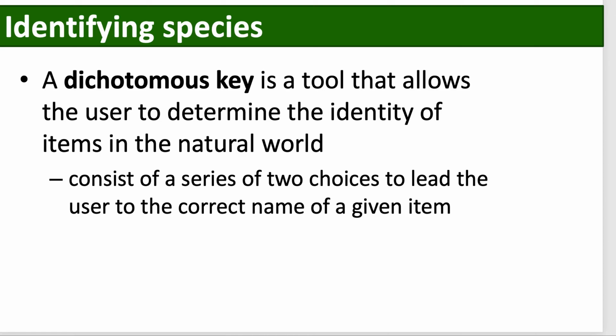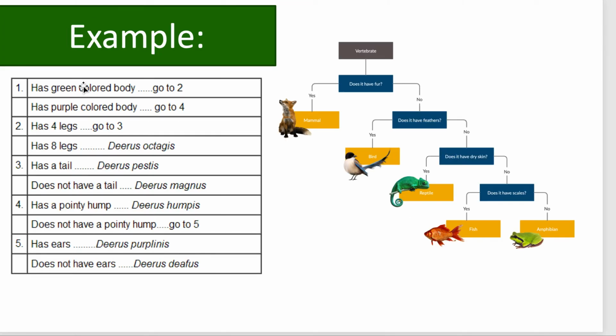Right? So for example, this is what one looks like. It's just like a little chart, and you always start at the top and work your way down. So you're looking at this random animal, and I don't even know what this particular chart is for. But it's asking you, obviously it's either green or purple. So if it's green, then you go on to question 2. If it's purple, you would skip over and go all the way down to question 4.